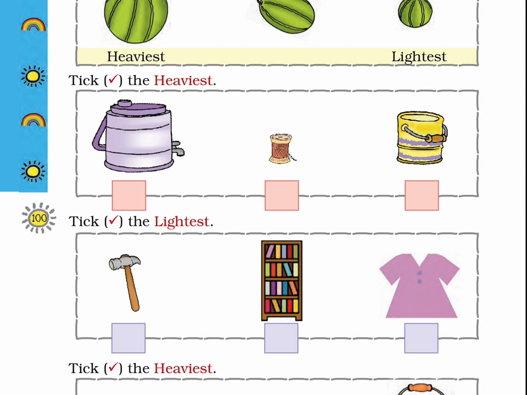Part 3 question. Tick and identify the lightest. Part 3 picture shows a hammer, a bookshelf full of books, and a frog. You have to tell which one is the lightest, the hammer, the bookshelf, or the frog.